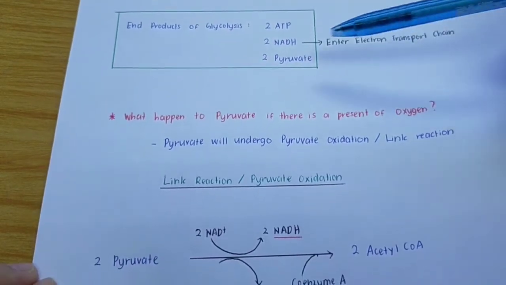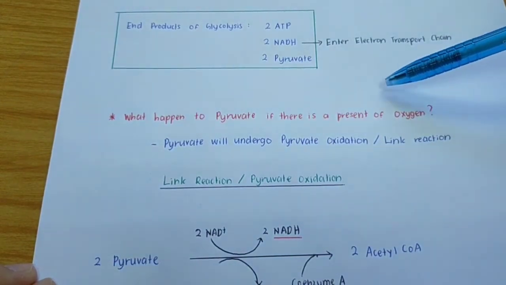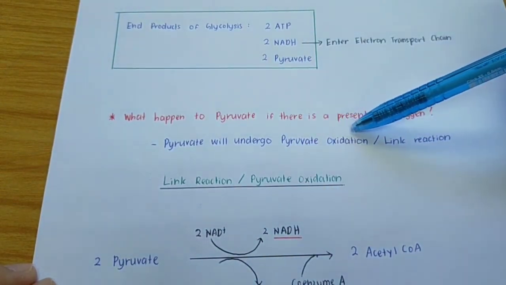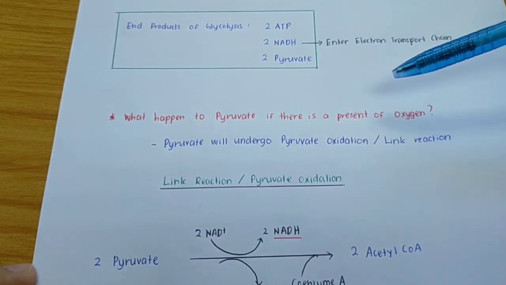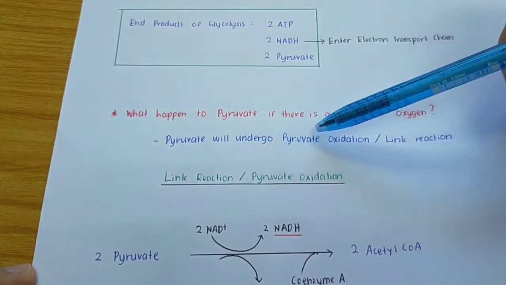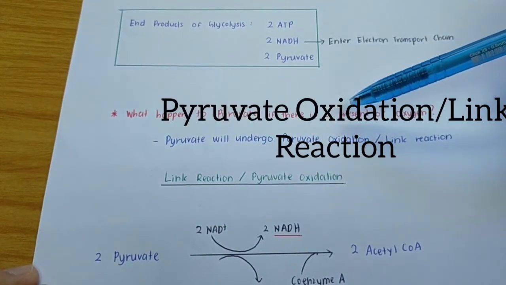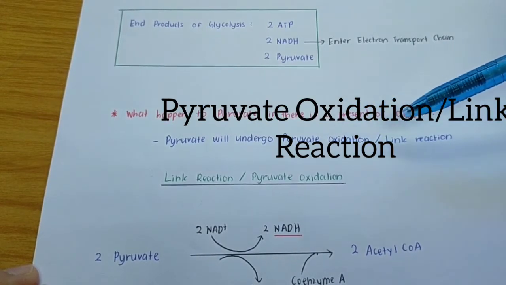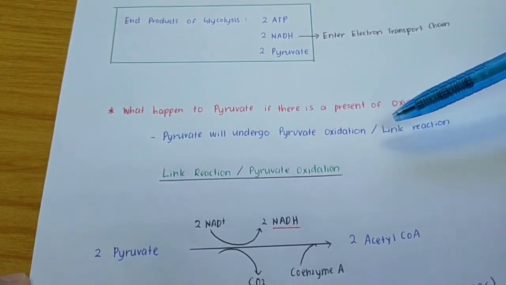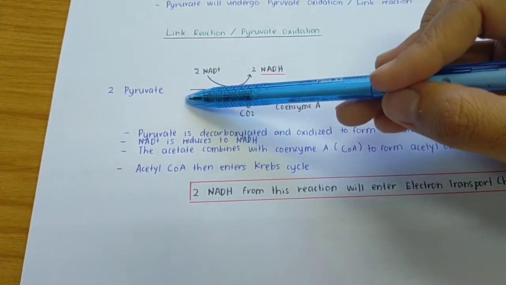Okay, then what happened to pyruvate if there is a presence of oxygen? Presence of oxygen means aerobic respiration. So kalau ada oxygen, what happened to pyruvate? Pyruvate will undergo pyruvate oxidation, or we call it link reaction. This process will occur once pyruvate enters the mitochondria. Okay, so what is link reaction or pyruvate oxidation? So this is 2 molecules of pyruvate.